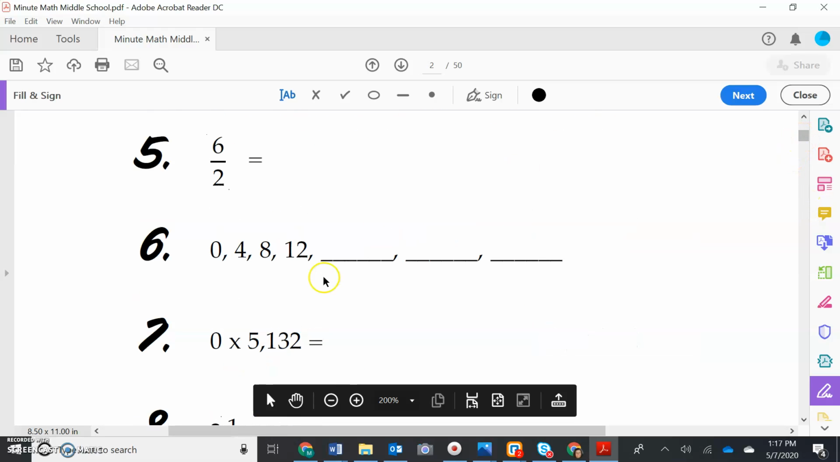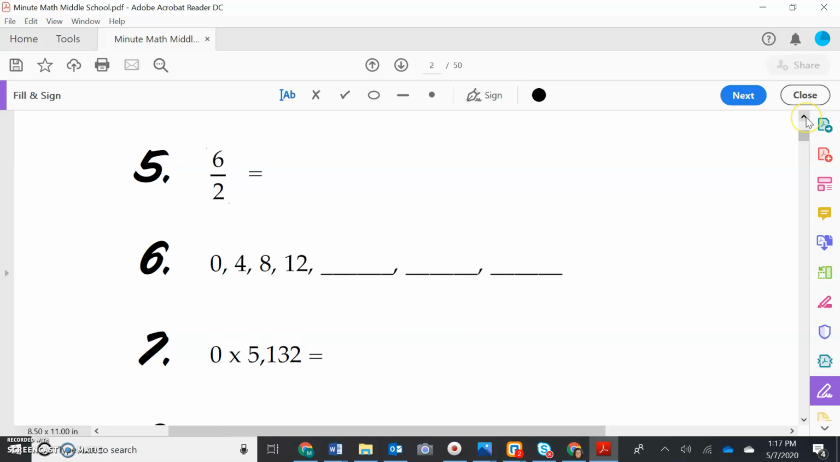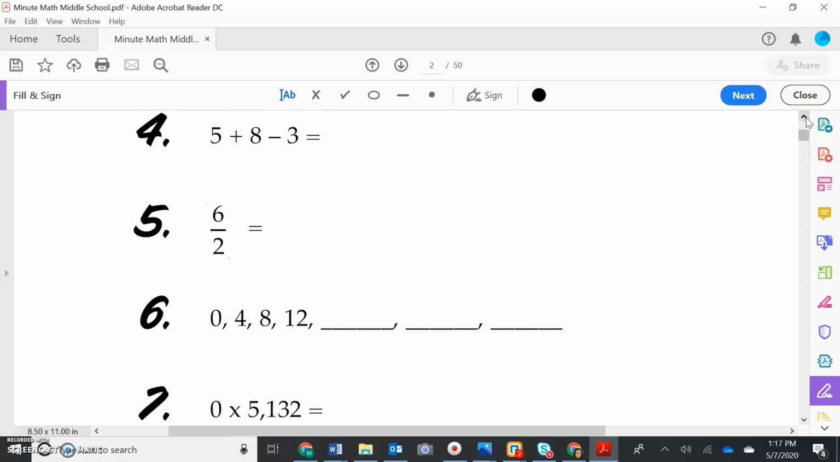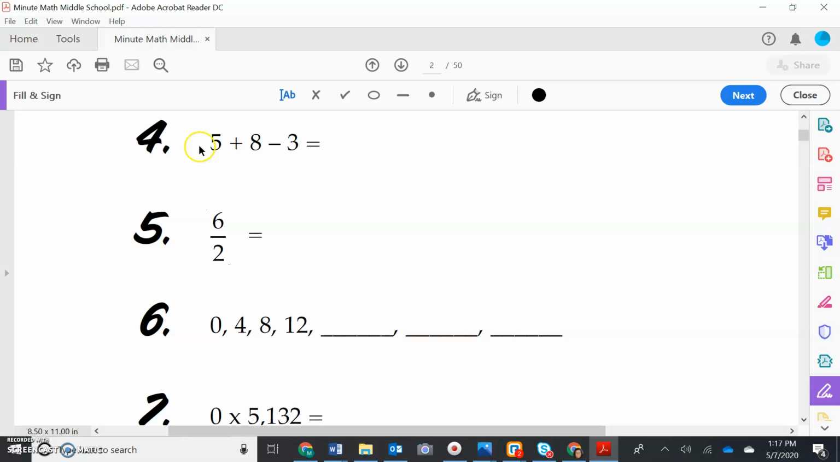Okay, going on to number, no wait, 3, did I skip 4? I did skip 4. Okay, so there's no multiplying or dividing, so we can just add 5 plus 8 is 13. 13 minus 3 is 10. Good job. Now here it's just a divide sign. The number on top can go first, so you can put a 6 in your calculator, and then you can divide it by 2, and 6 divided by 2 gives you 3.